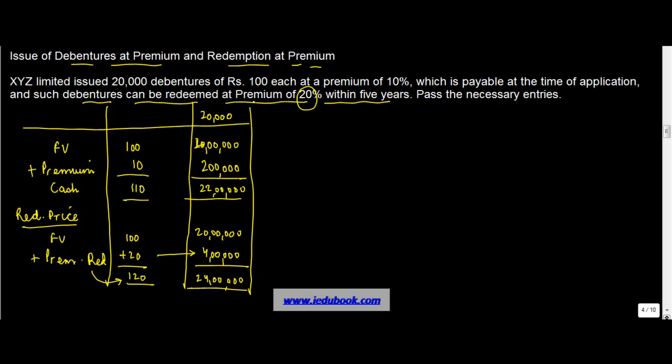So the first entry is at the time of application, pretty simple, right? You debit the bank account by 2,200,000, that's the amount of cash you've received, to debenture application account, the same amount goes here.